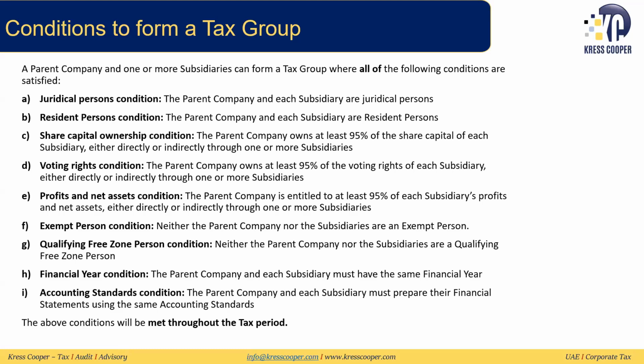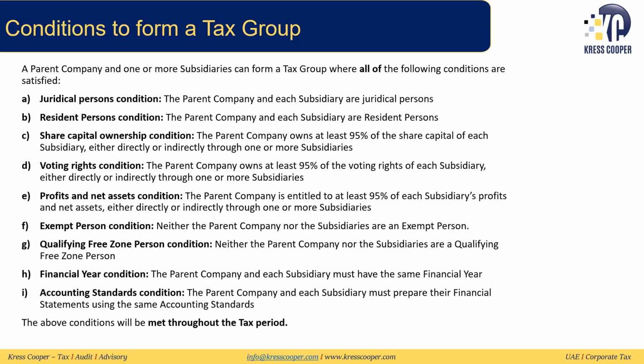Profit and net asset condition is another condition that needs to be met, which means that the parent company has to be entitled to at least 95% of the subsidiary's distributable and non-distributable profit. Also, it needs to have the entitlement to 95% of the net asset in the case of winding up or liquidation, either directly or indirectly through one or more subsidiaries.